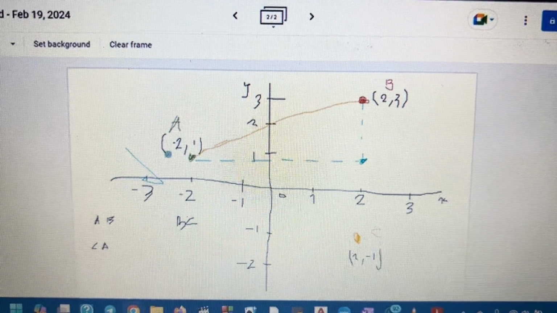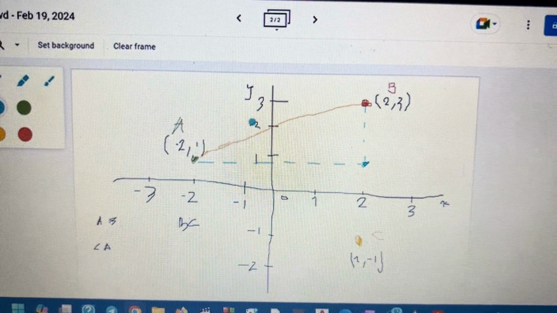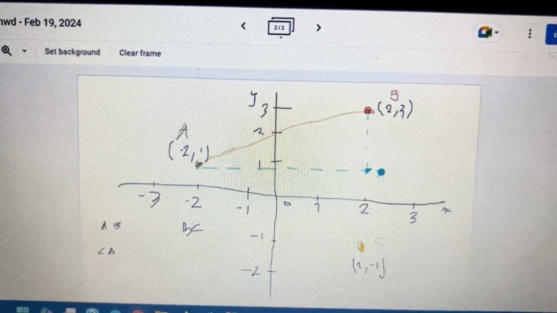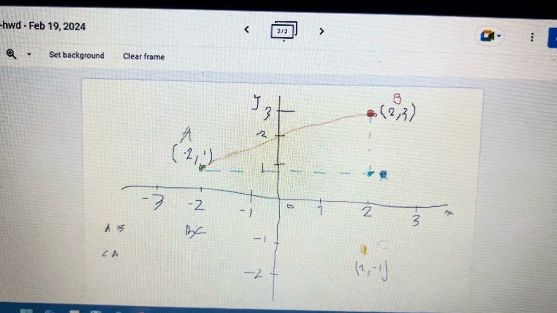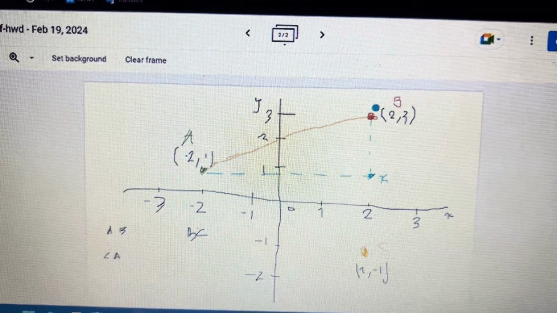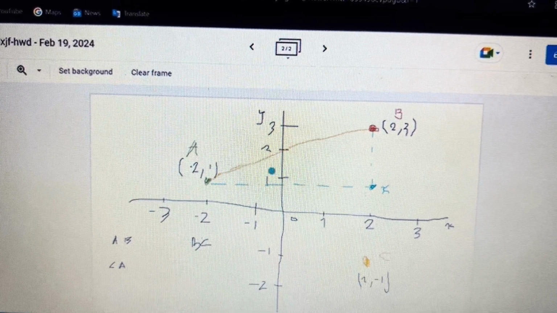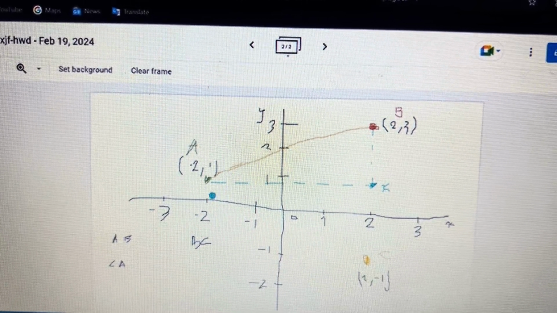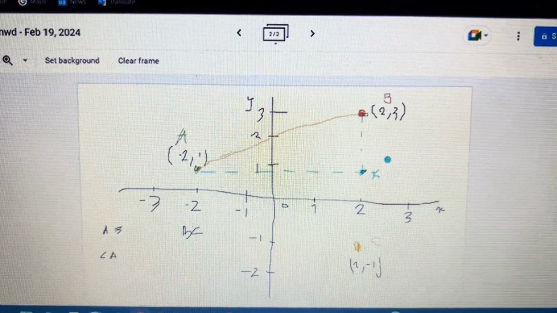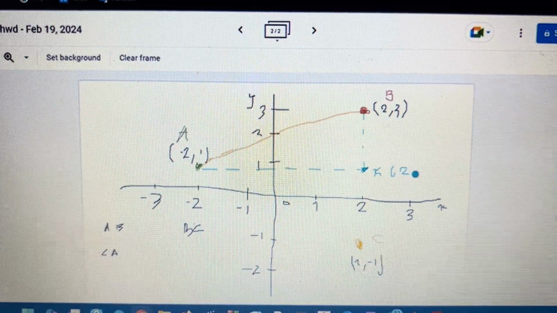So first thing is, we have to find the distance from A to this point. Let me say X for reference purposes. So the distance AX squared plus the distance BX squared, the sum of those two will give us the square of this distance. So now how do we get this distance here and that distance here? So let me just describe this point. This point is 2, 1.